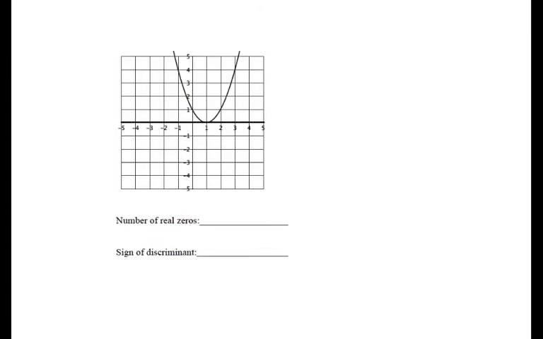The third and final case is where we have a graph that has its vertex on the x-axis, in which case it has only one x-intercept and therefore one real zero. In this case, we know that that discriminant must equal 0.